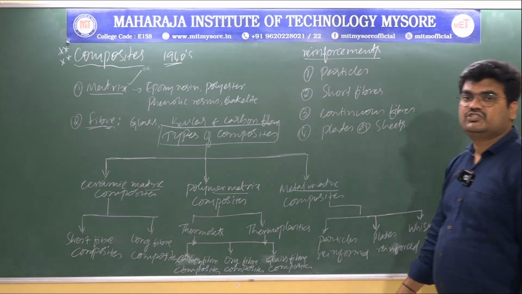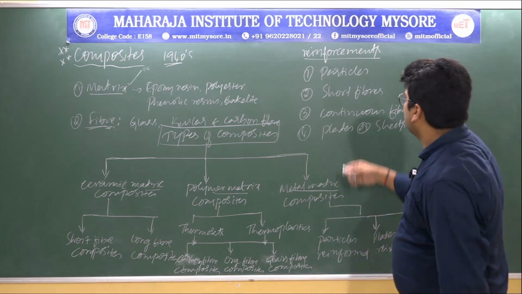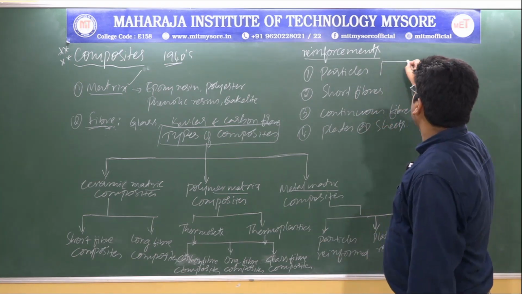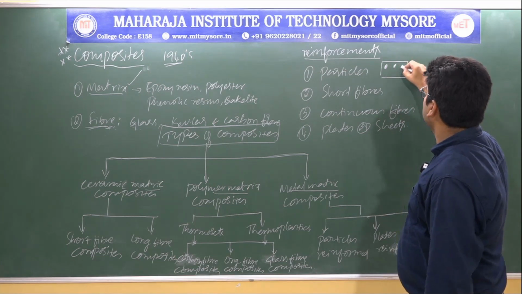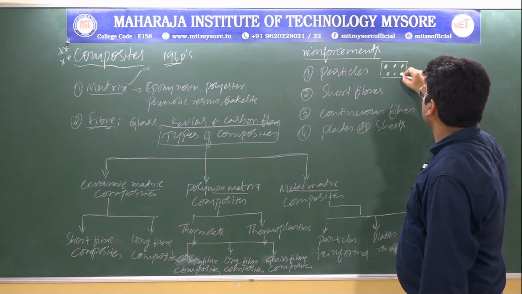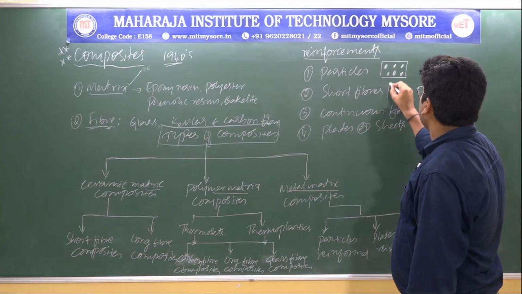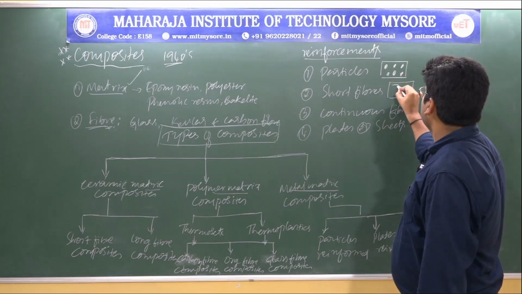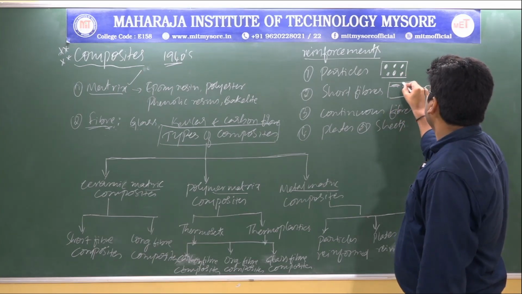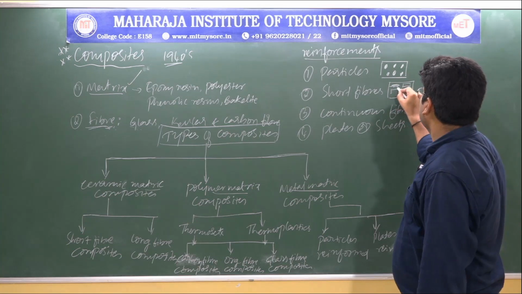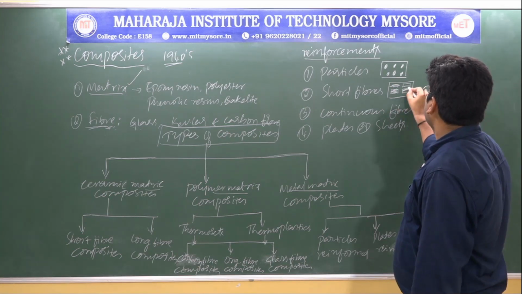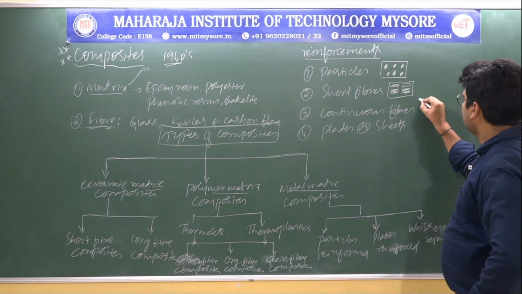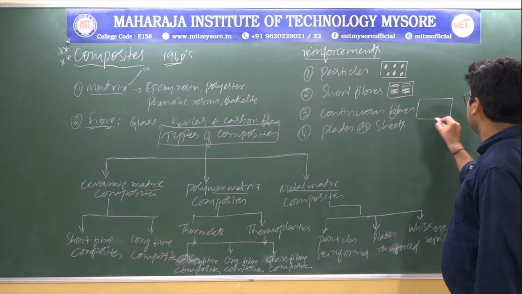Okay, plates or sheets. Particles will be looking like this. I will give a picture representation like this. These particles will be looking like this. Short fibers means you need to take short fibers of this size and shape, so like this it will be there. And continuous fibers means we can write like this.